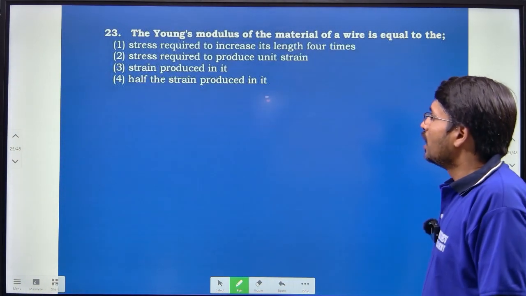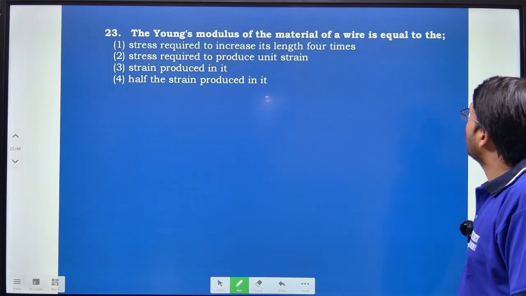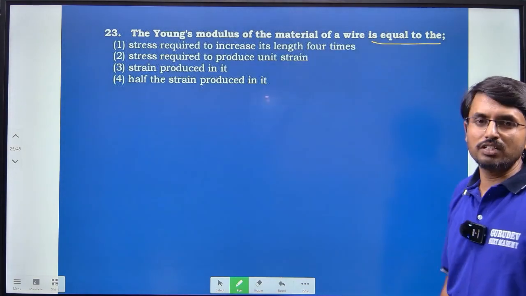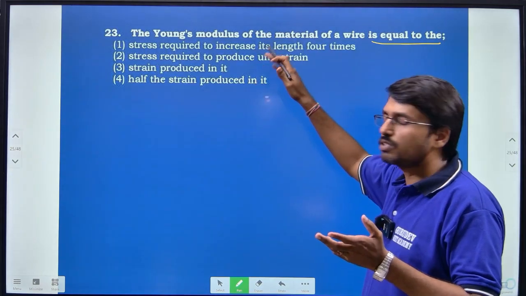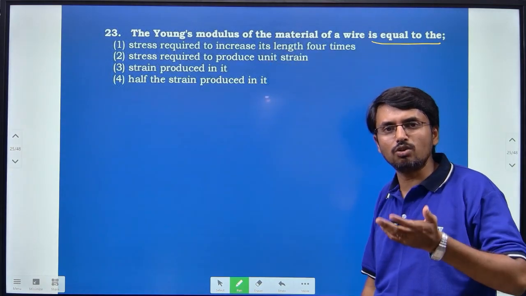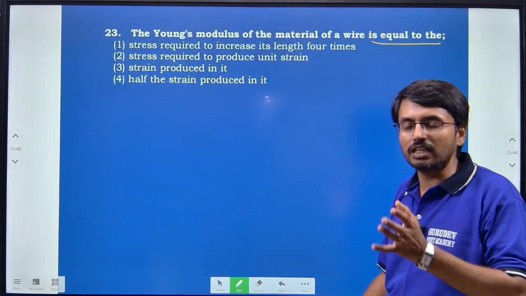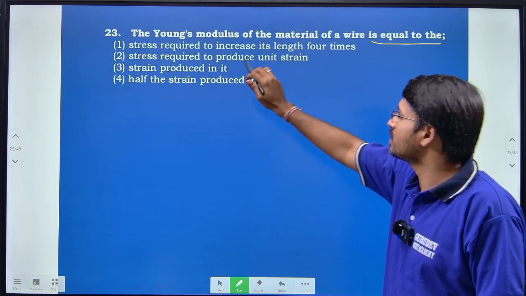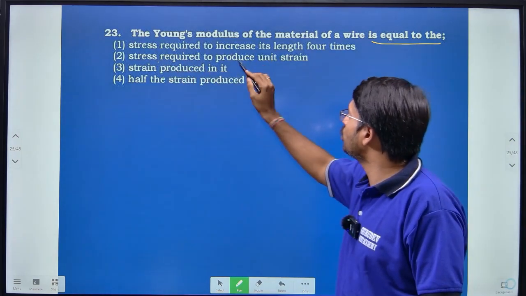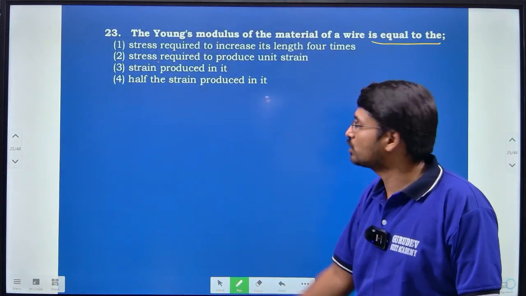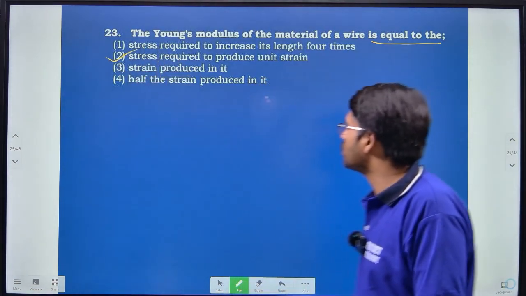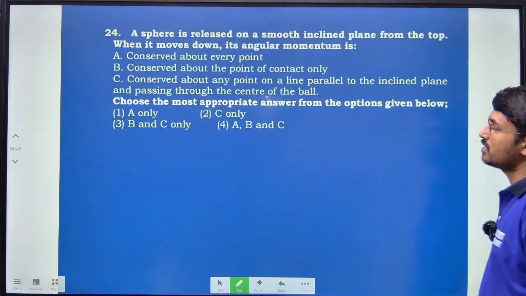Look at the Young's modulus of the material of the wire is equal to, what is the definition of the Young's modulus? How do you write this modulus of elasticity? We write it as the ratio of stress to strain. That is a general one. So here we can say that it is the stress required to produce a unit strain. Then we can say that is Young's modulus. So straight away option 2 will be the right answer for this one.